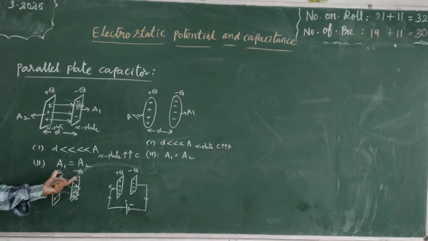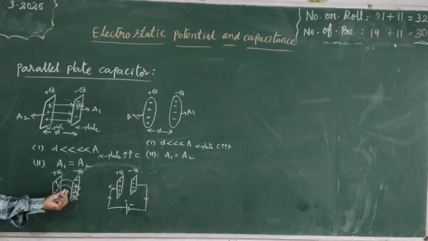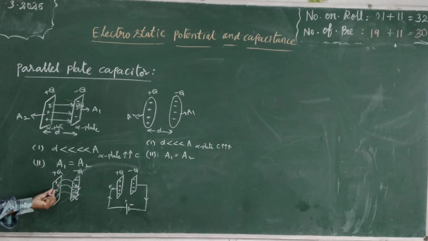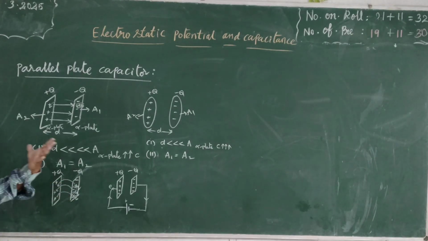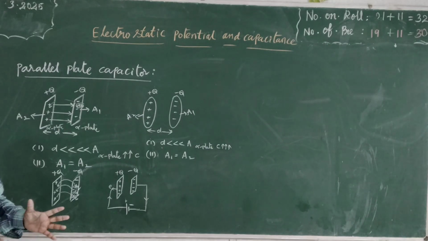So how do we get equal charges on these plates? We have two methods. One: we take dq charge and keep it here, so this gets negative and this gets positive. One more dq charge, place here plus, here minus. One more dq charge, here plus, here minus. This is one method, so we are getting an equal amount of charge on each plate.